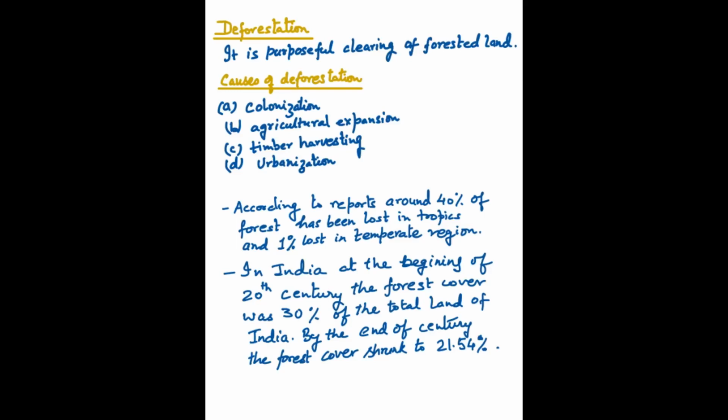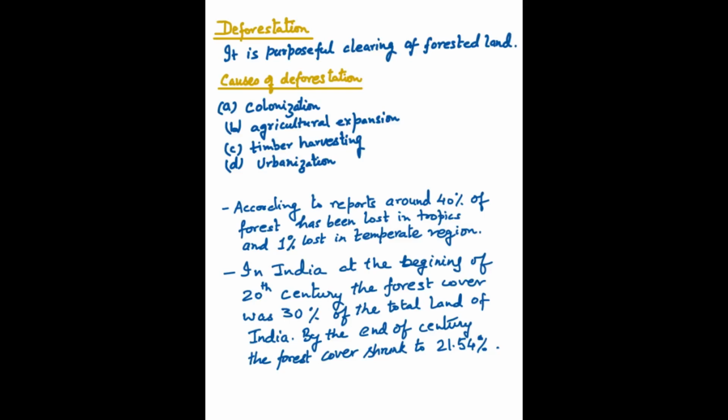According to reports, around 40% of the forest has been lost in the tropics and 1% in temperate regions. This could be because the population is increasing very tremendously in these areas, and they need to, as I stated earlier, stay somewhere, they need to have a lifestyle of a certain standard, they need to have food. So these are the reasons.